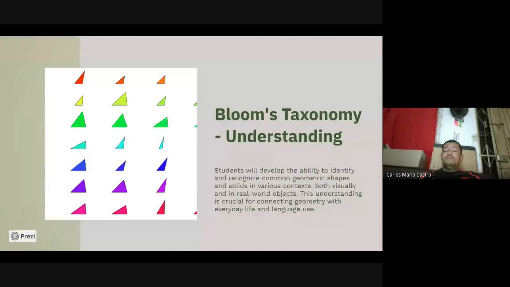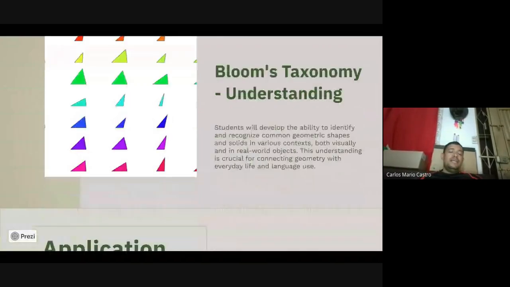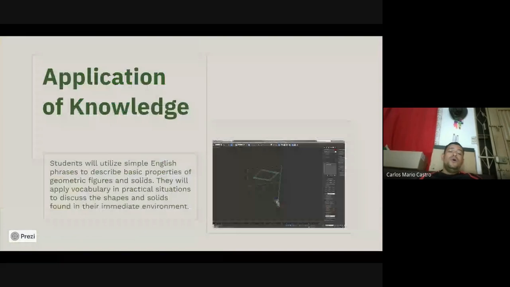And the second level, understands: the students are expected to develop the ability to identify and recognize common geometry shapes and solids in various contexts, both visually and in real-world objects. And in the third level, application, we expect the students to use simple English phrases to describe basic properties of geometric figures and solids.